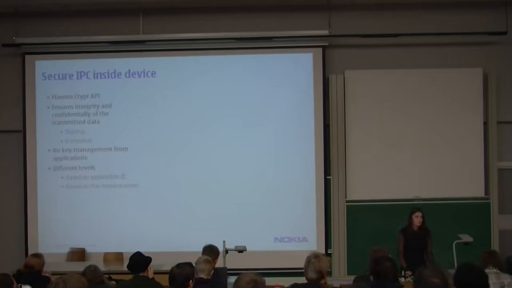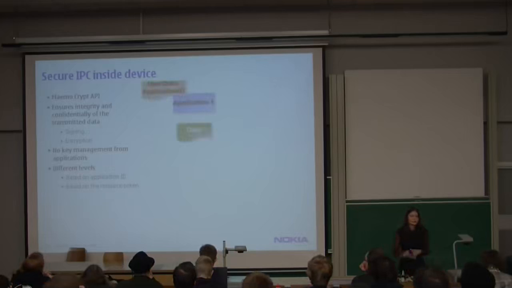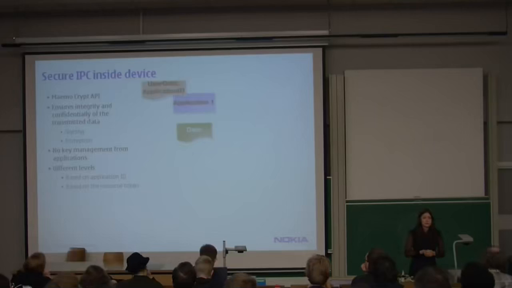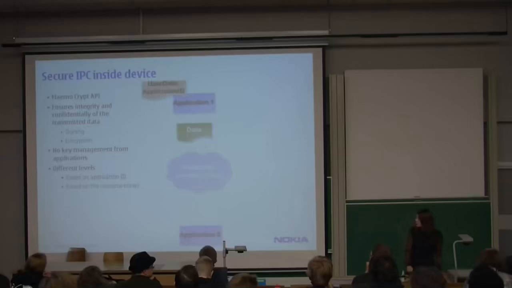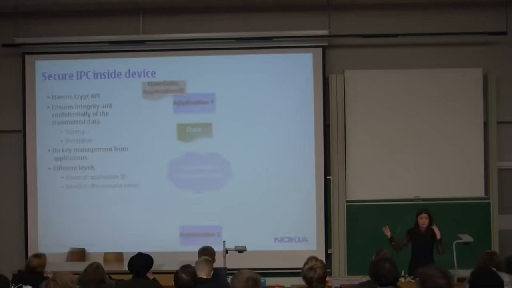So I think this is my last slide, so let's go over it. Here's another situation. You have inter-process communication inside a device, and you may be afraid that while you're transferring something, for example over D-Bus, somebody could read the data. So here I have two applications. Application 1 would like to send some data to application 2, over this cloud thing we call here a potentially untrusted zone. For example, it could be D-Bus or any other inter-process communication.